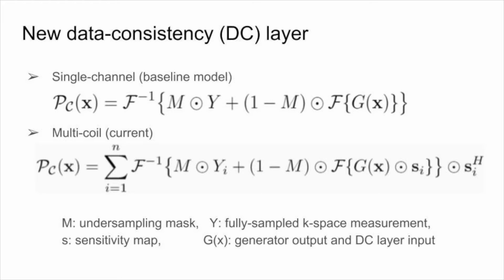The DC layer combines the undersampled k-space measurement and the k-space of the generator output, making sure our final output is consistent with the measurements, and it's important for stabilizing the performance of our generator in this low supervision setting. Our new DC layer takes in more information. Capital Y here is 8-channel measurements instead of the 1-channel capital Y in the old DC layer. Then we also make use of an extra 8-channel sensitivity map S.